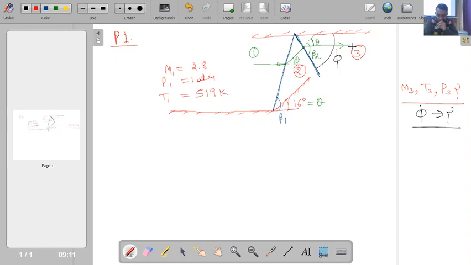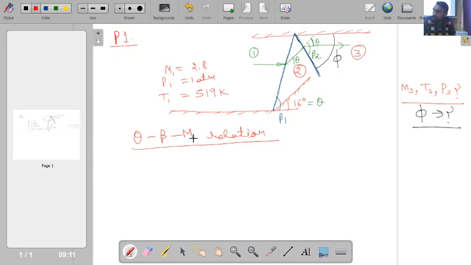Okay, so if I have to calculate P2 by P1, T2 by T1, etc., and M2, I first need to determine the shock angle beta. So the shock wave angle beta I have to determine. For calculating beta, I have to use the theta-beta-M relation. Fine. So if we see here, upstream of this oblique shock wave, the Mach number is known to us.